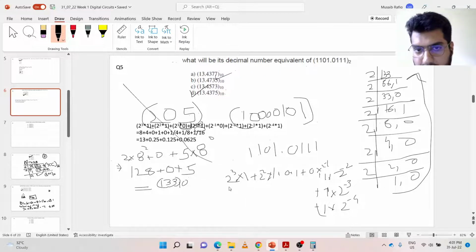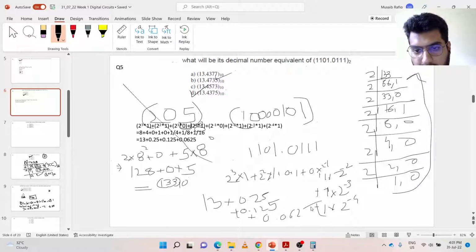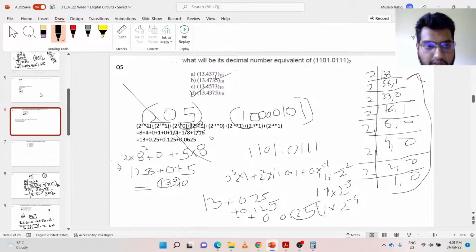When we write these numbers together, it becomes 8 plus 4 plus 0 plus 1, that is 13. Then 1 by 2 multiplied by 0 is 0, 1 by 4 is 0.25, then 1 by 8 is 0.125, and then we have 1 by 16, that is 0.0625. So when we add them up, we get the answer, that is 13.4375.